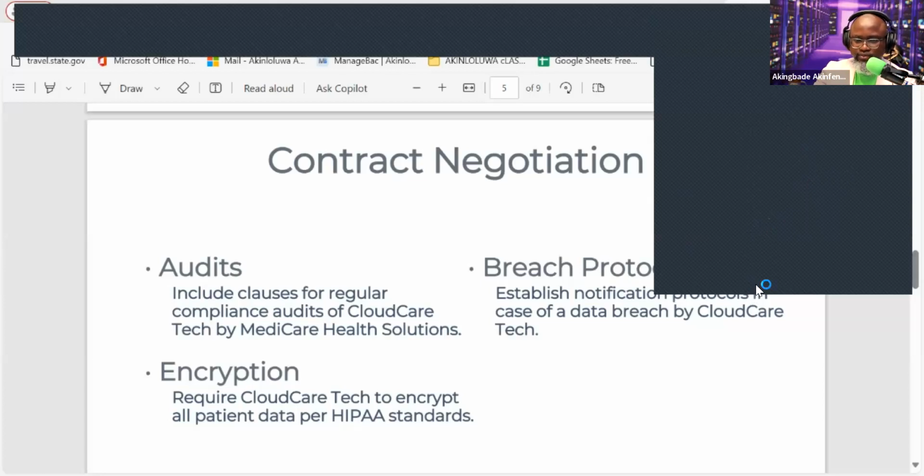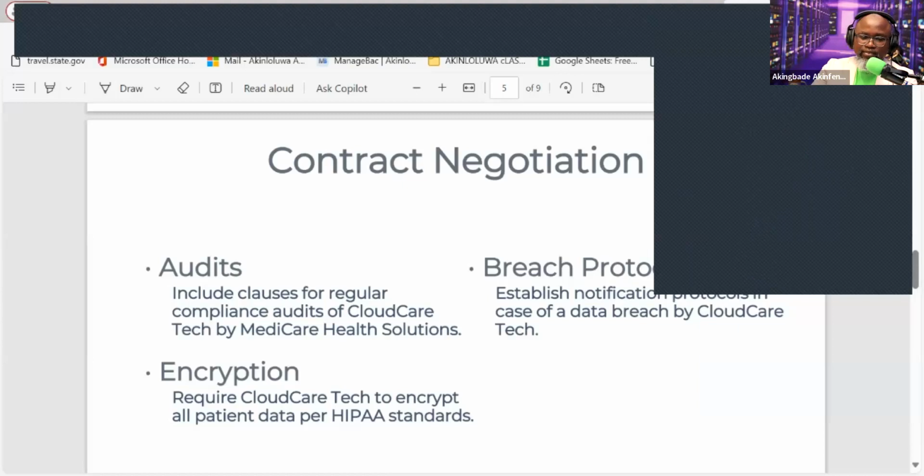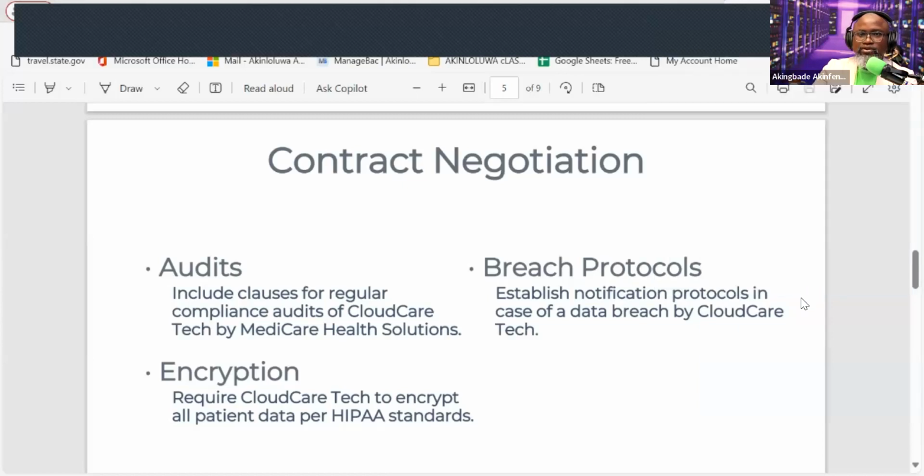Okay, cool. I think we're on board on that one together. One thing that is very popular you'll see is that within the contract negotiation there will be things around how regularly we should audit your environment and process. That should be part of the conversation.